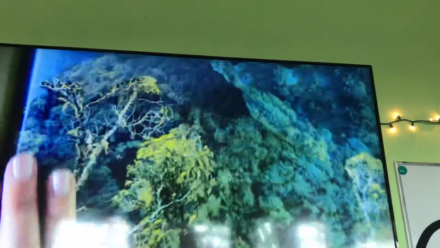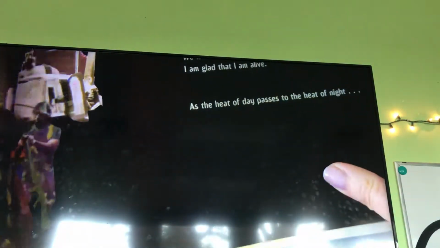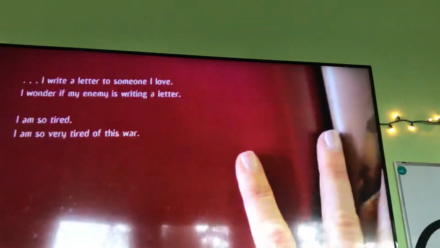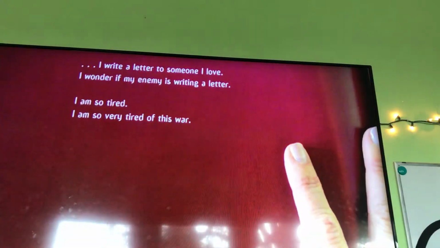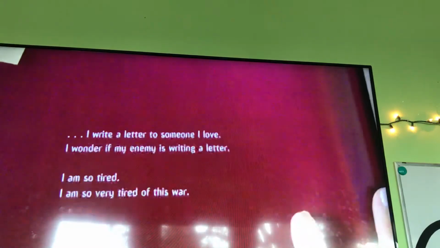All right, my fingers clutch the webbing of the chopper. It's strange with the weight of the squad. Well, we just finished the book, and there's a little bit more that you can read into it, but it basically just ends with, I write a letter to someone I love, and I wonder if my enemy is writing a letter. I'm so tired. I'm so tired of this war.